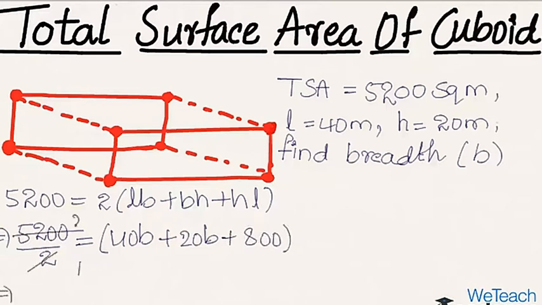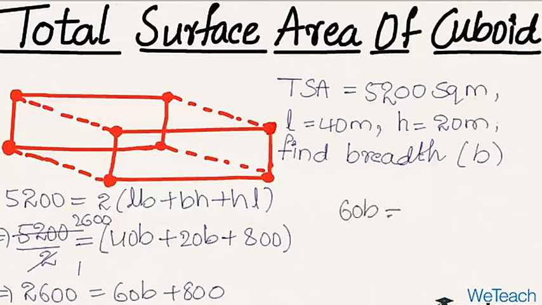5200 divided by 2 is 2600. So 2600 is equal to 40b plus 20b, which is 60b, plus 800. Now shift 800 to the other side. So 60b is equal to 2600 minus 800. So 60b is equal to 2600 minus 800, which is 1800.